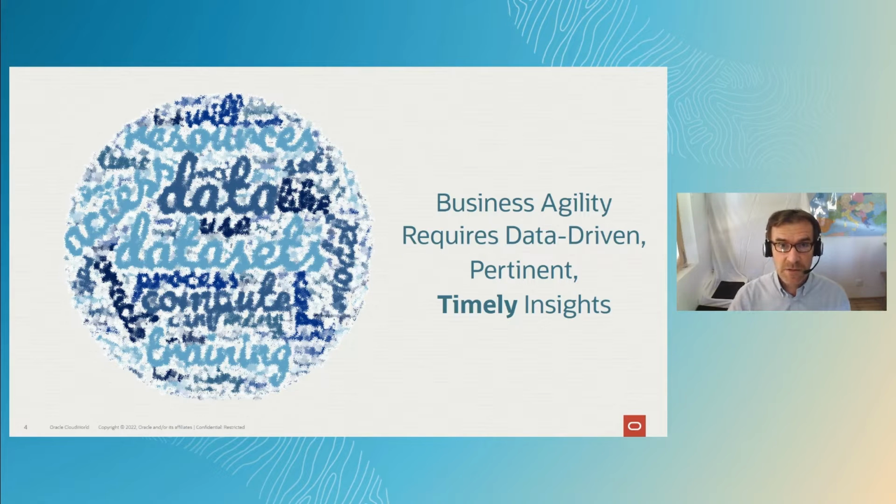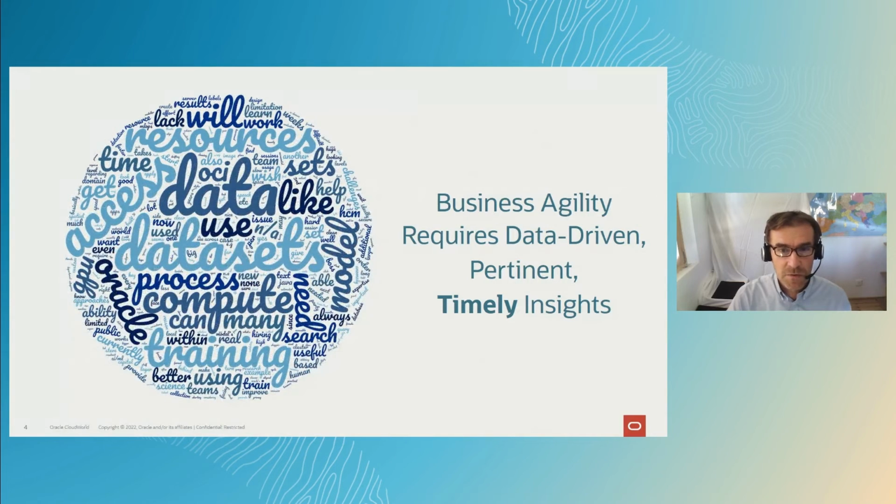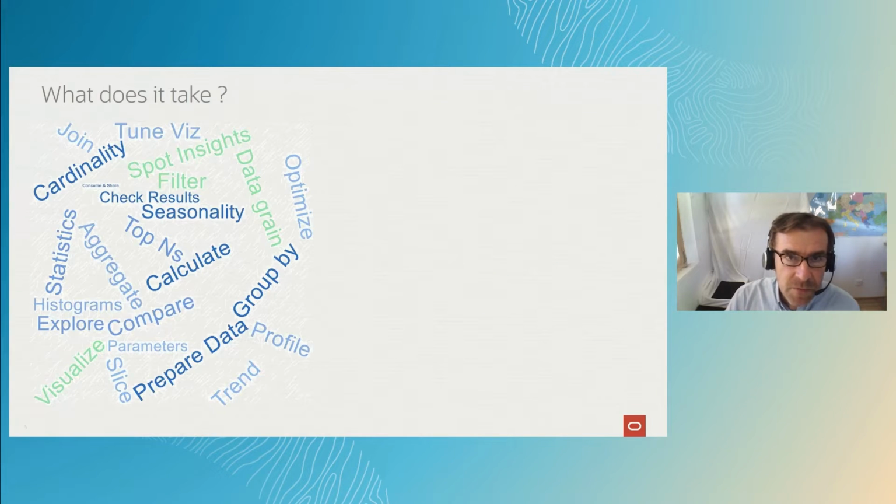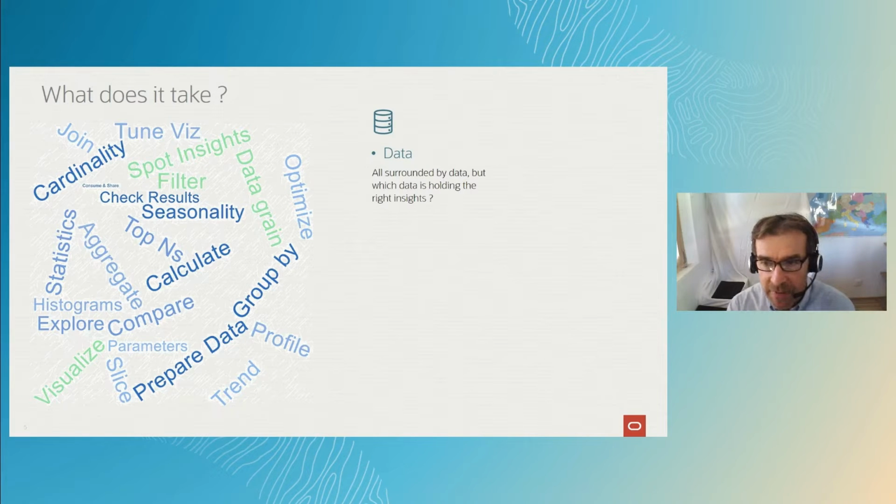Why is it so complex? What does it take to achieve this and get agile business insights? Well, first, it's all about data, right? We are all surrounded by data. We have data all over the place. But which data is the right one to look into? How should it be joined with other data sets? What are the columns to analyze in a given data set? What are the ones that are going to be the most meaningful for the insights we're searching? What are the transformations that we need to do on a data set to make it appropriate?